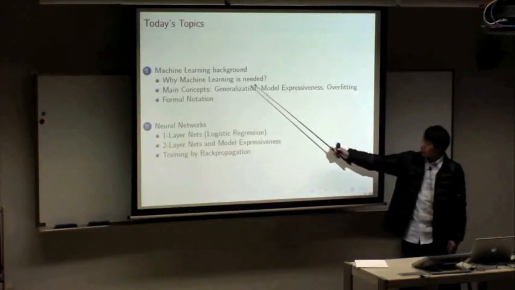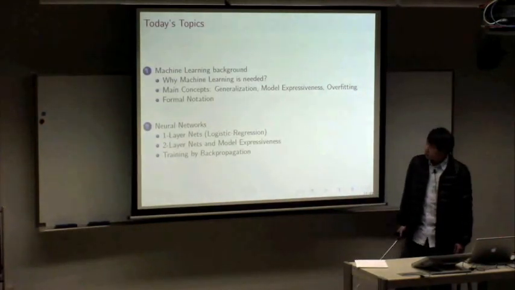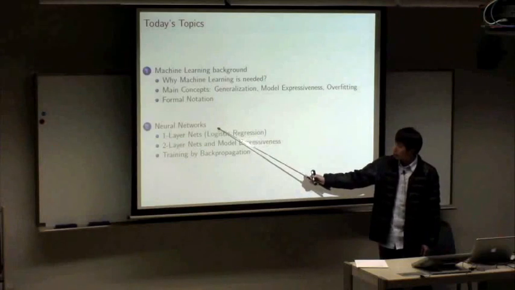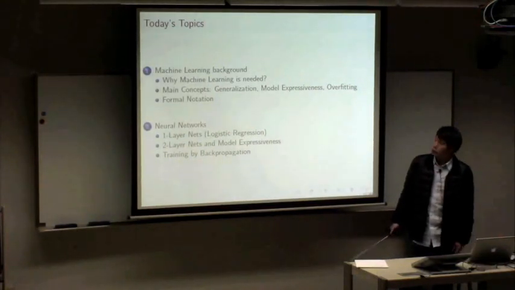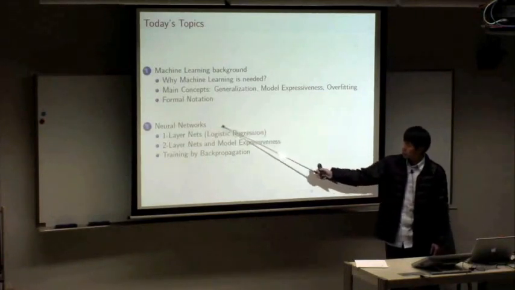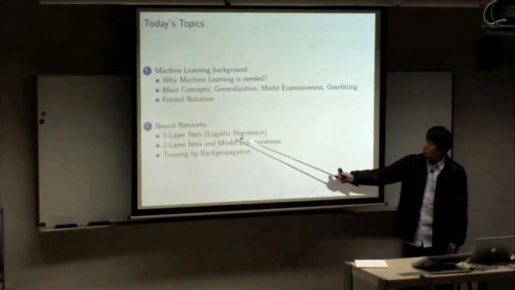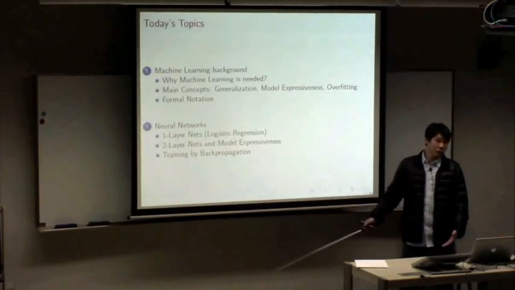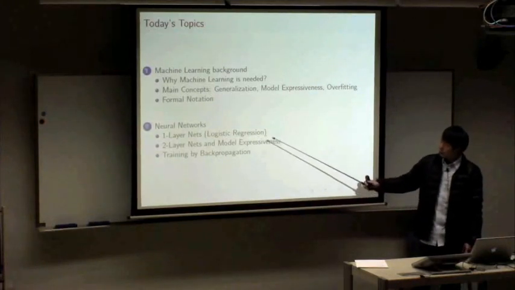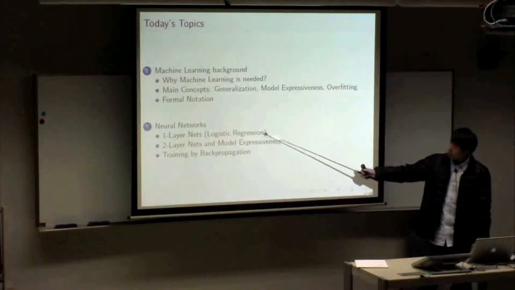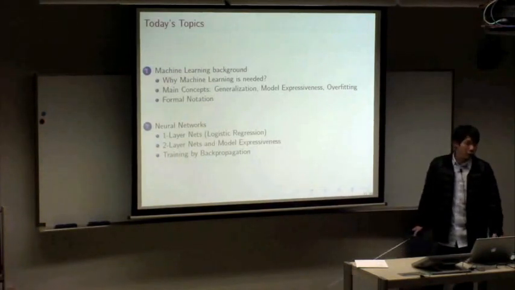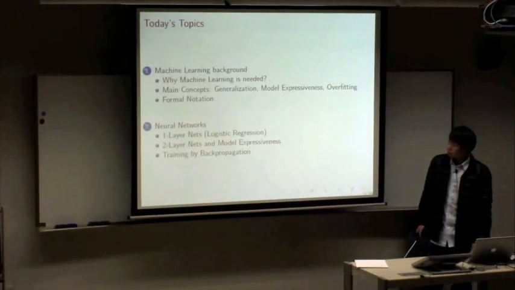Okay. And the second part of today's talk, we'll talk about neural networks. First, we'll talk about one-layer networks, which are basically logistic regression. So these are linear systems. Okay, and we'll talk about how to train these using stochastic gradient descent and all these nice algorithms we have. And that'll be background for how do we train a two-layer network.